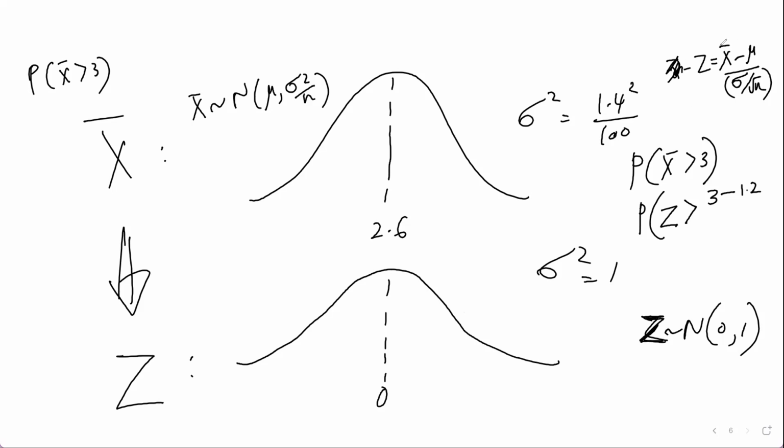To make z, this is the relationship between x bar and z. You subtract the mean and divide it by the variance. What is the variance here? Divide by standard deviation, right? So what is the standard deviation here? Sigma over root a.